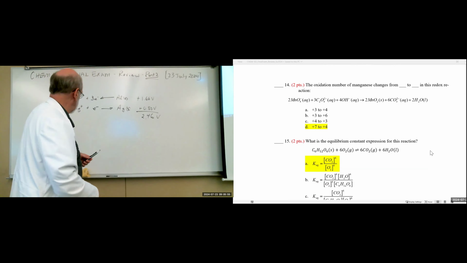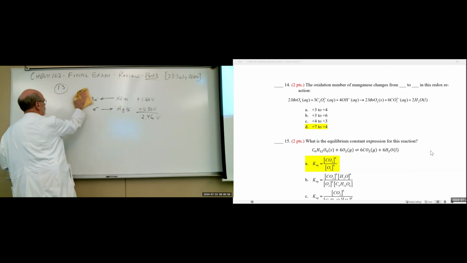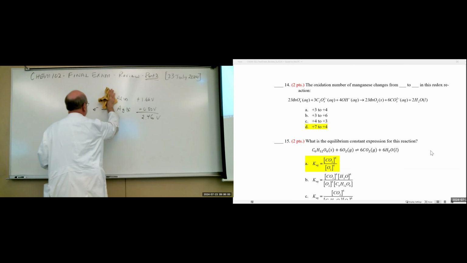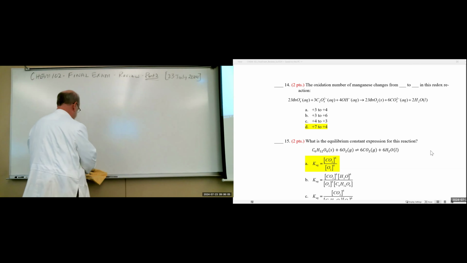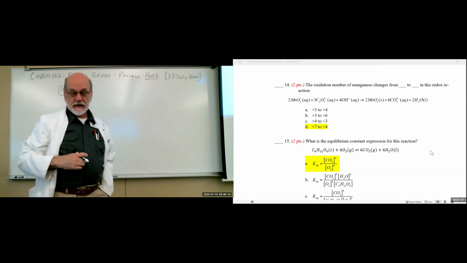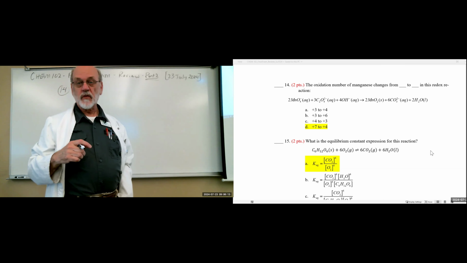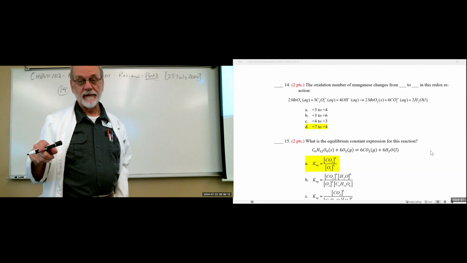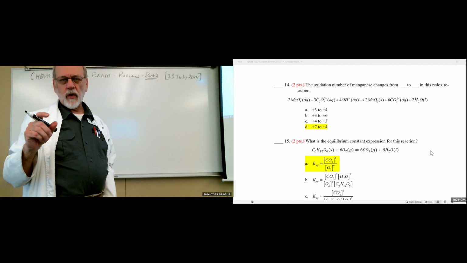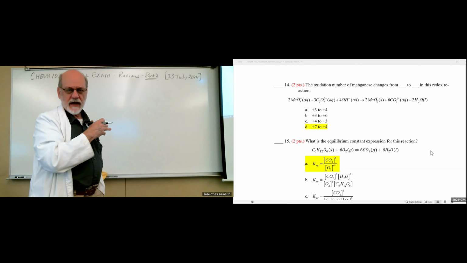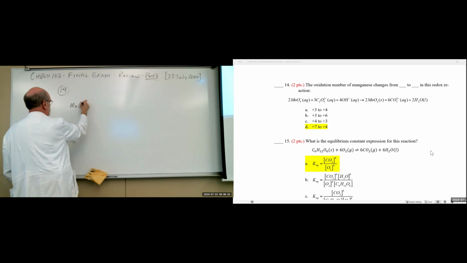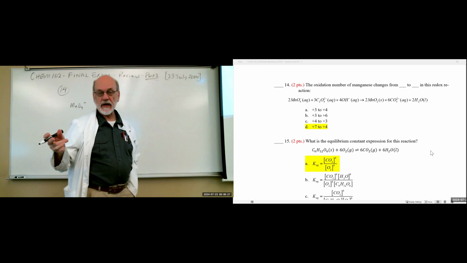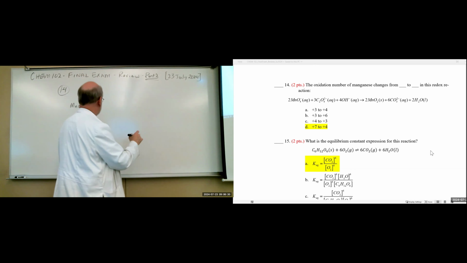Right? Number 14. The oxidation number of manganese changes from what to what in this redox reaction? All right, where is manganese? On the reactant side, we have MnO4 minus, and on the product side, we've got MnO2.